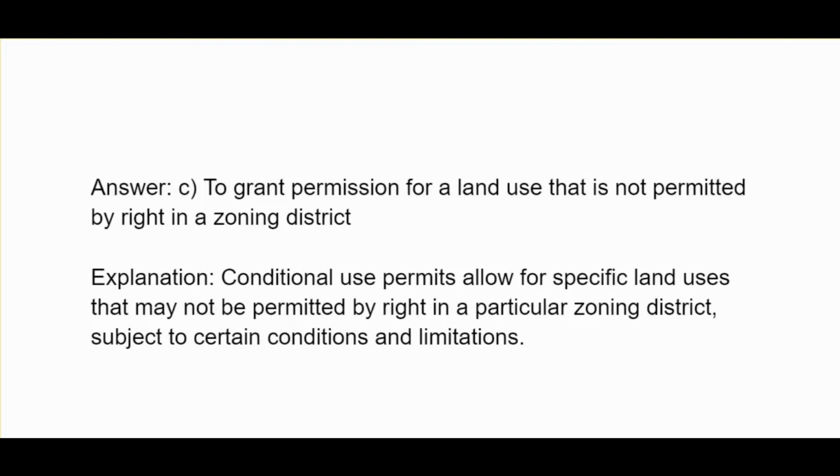C, to grant permission for a land use that is not permitted by right in a zoning district. Conditional use permits allow for specific land uses that may not be permitted by right in a particular zoning district, subject to certain conditions and limitations.